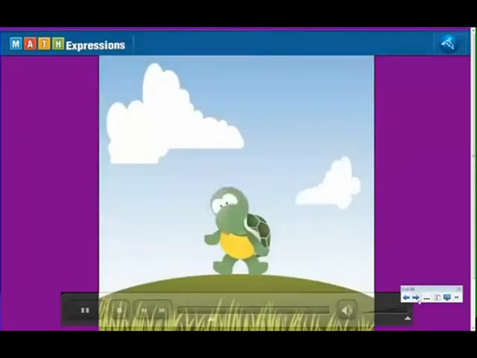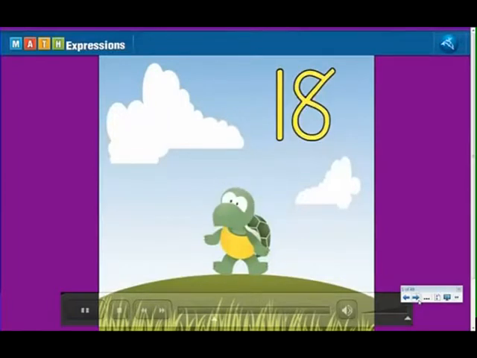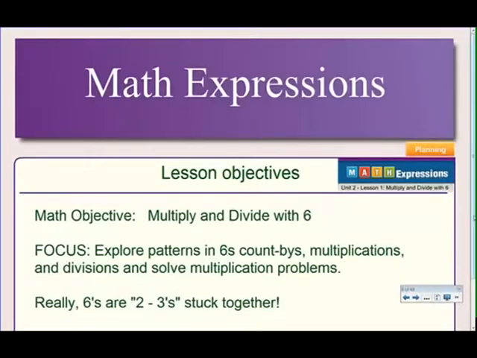Up to 30, we'll start with 6, 6, 12, 18, 24, 30. Multiplying and dividing with 6.